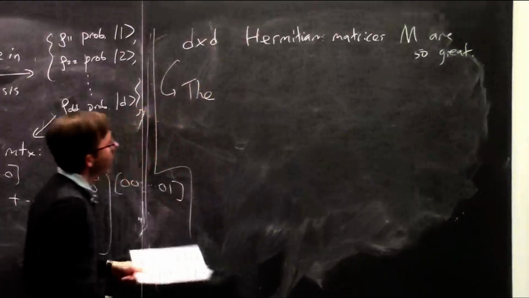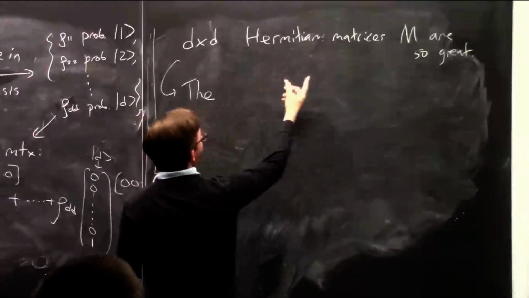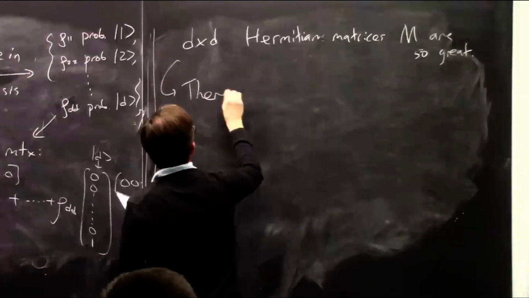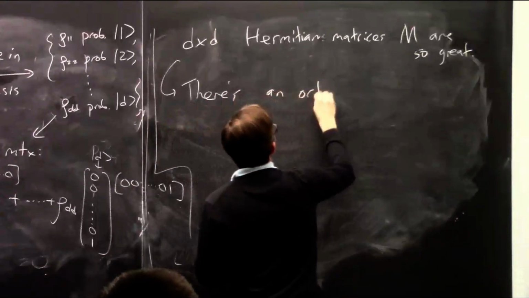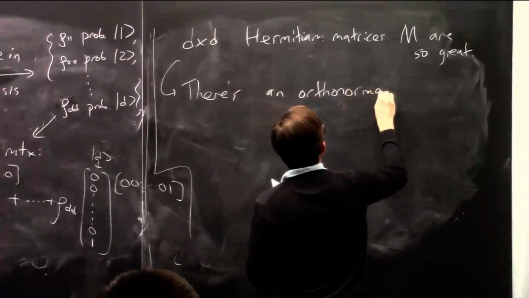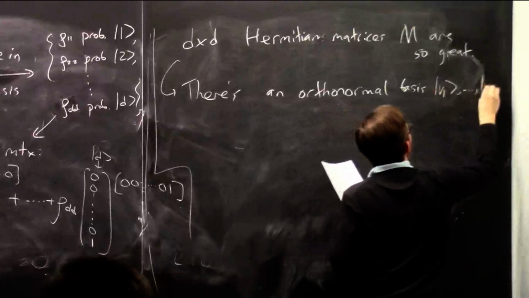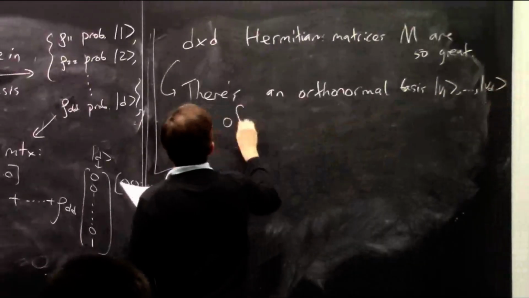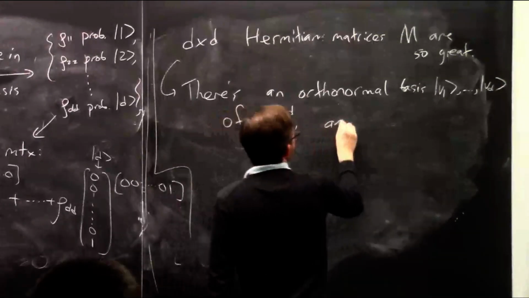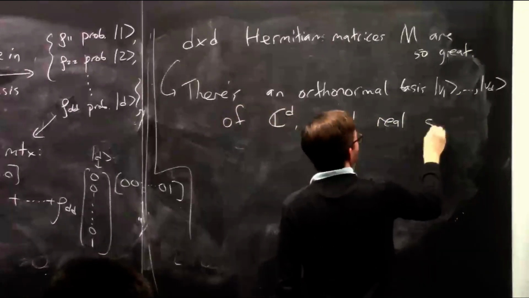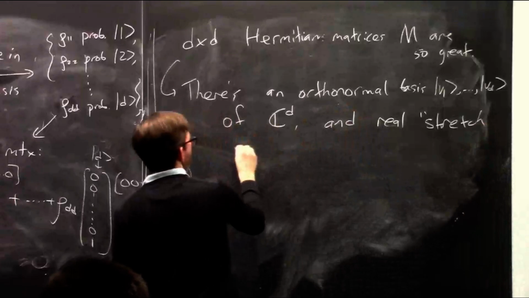In the real talk version, I'll say it like this. This is a simple linear algebra fact that I'm not going to prove, but maybe you saw it in your linear algebra course. For any Hermitian matrix M, there's an orthonormal basis of the space, we'll call it v1 through vd, of C^d. And real numbers, I'll call them stretch factors. The real term is eigenvalue.